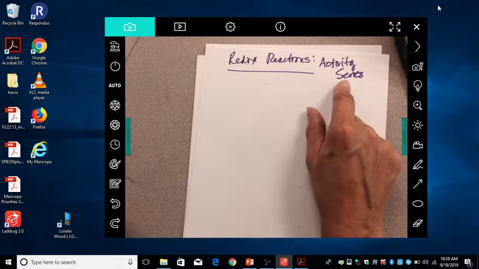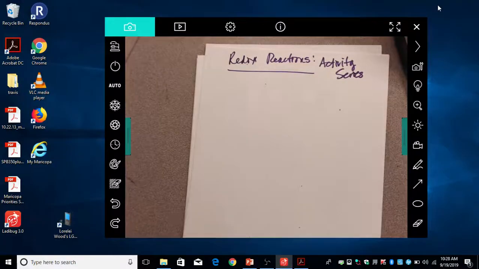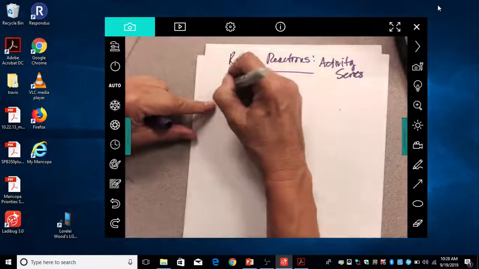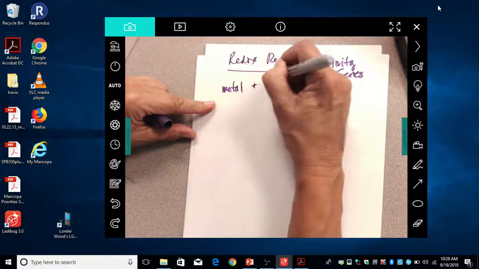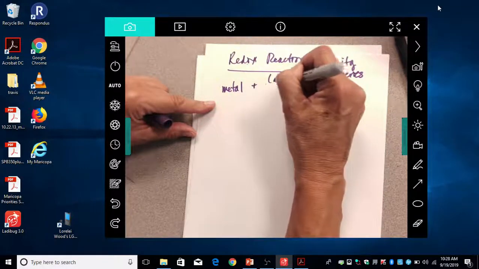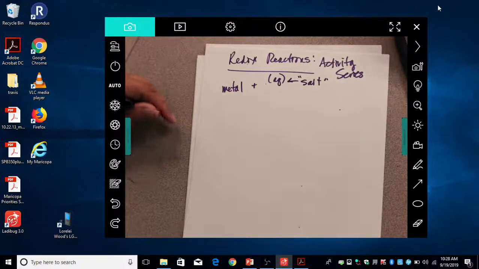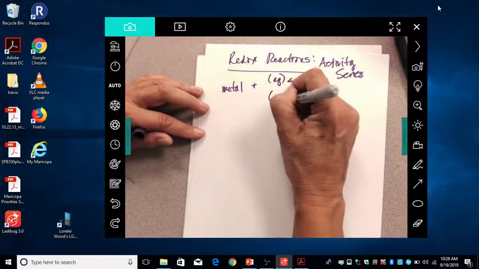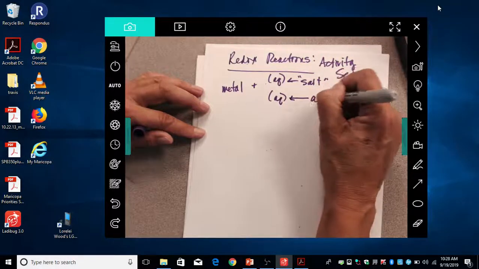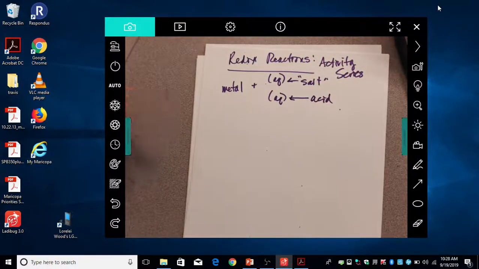So activity series is what you use to determine if a reaction will happen when you take a metal and you put it either in an aqueous solution that is a salt, put that in quotation marks, remember salt is anything that's ionic, or an aqueous solution that is an acid. Okay? So a metal in an aqueous solution that's a salt, or a metal in an aqueous solution that's an acid.